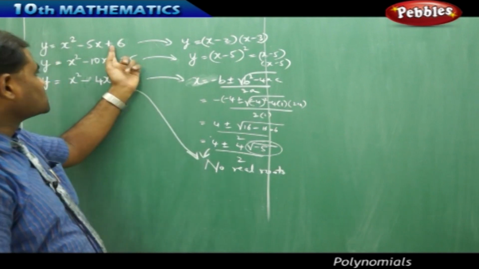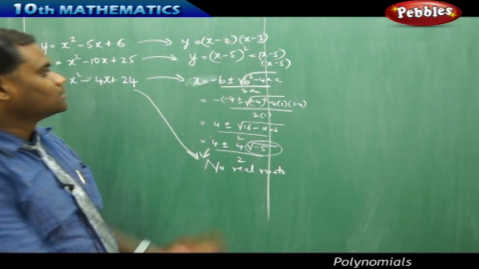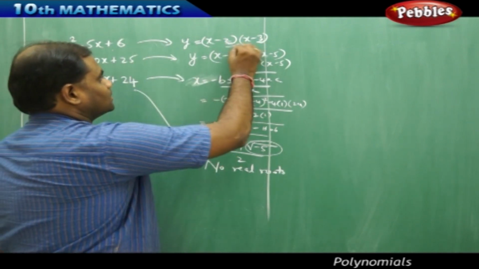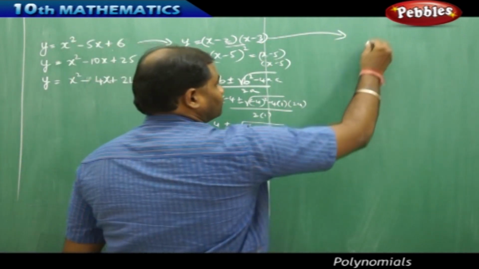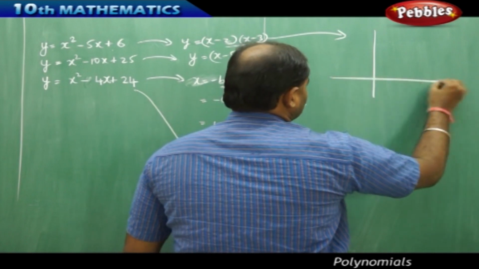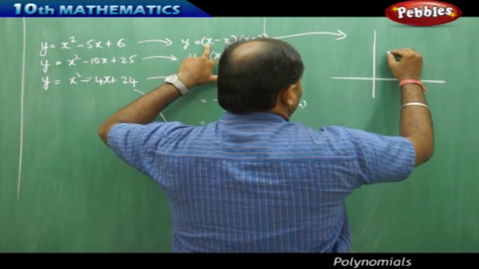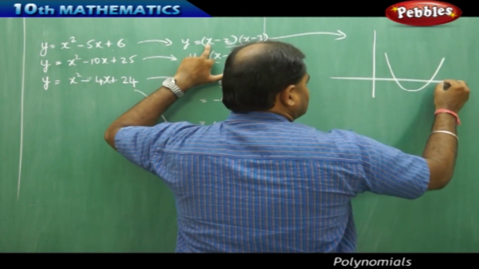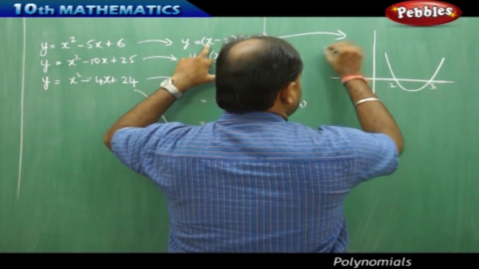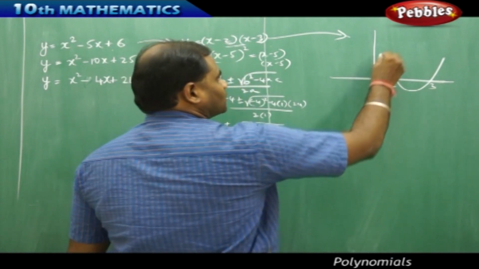The zeros of this polynomial are 2 and 3. So in case of this, I get a parabola which cuts the x-axis twice. So for such parabolas, a is greater than 0, therefore I get a parabola which is cutting twice at x equal to 2 and x equal to 3, where this parabola cuts.